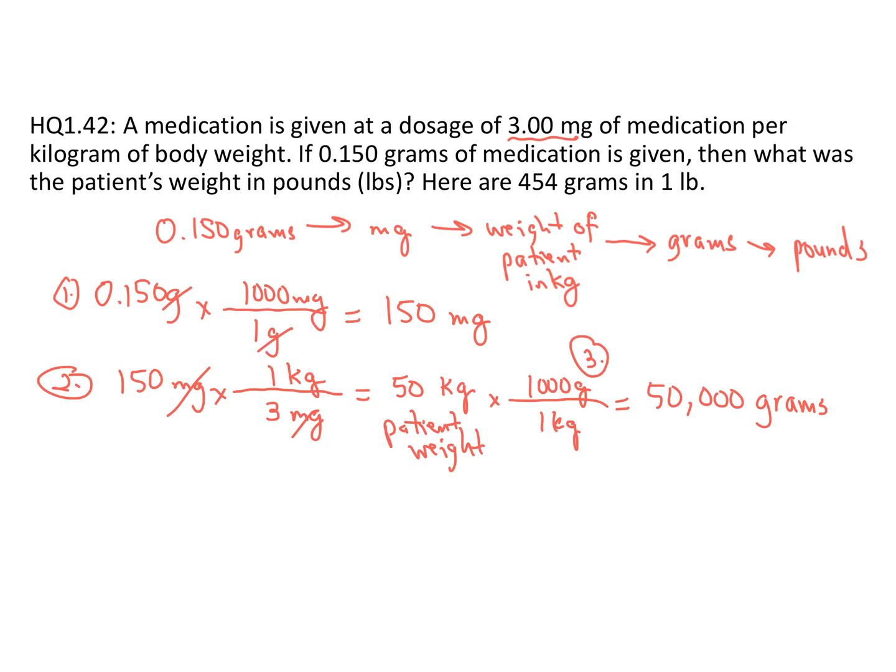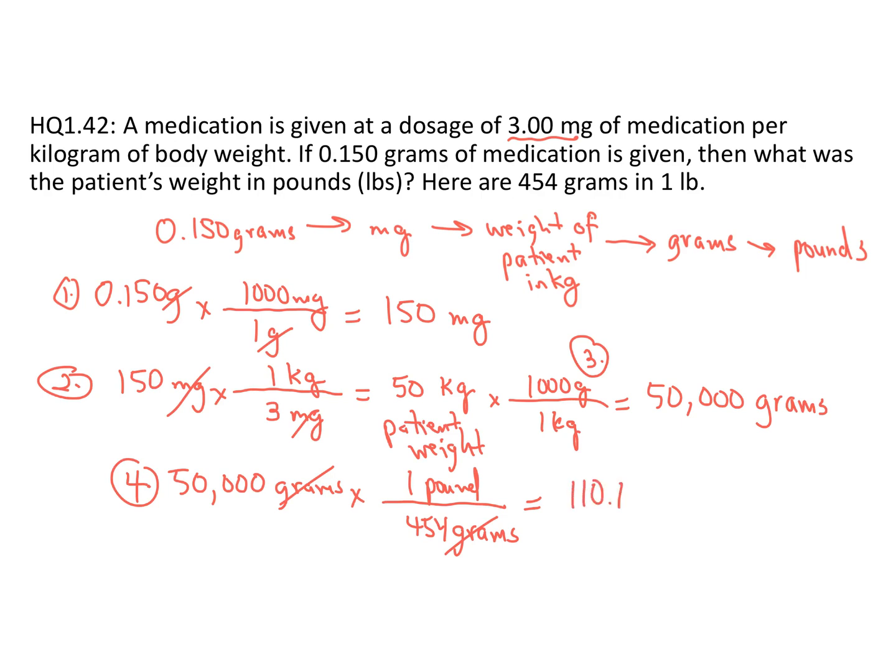So now we can do the final step, step 4. I need to convert 50,000 grams into pounds using the last conversion that we're given, right? Every 1 pound is 454 grams. So grams cancel out, and I'm going to divide by 454 to get a final weight of about 110.1 pounds.